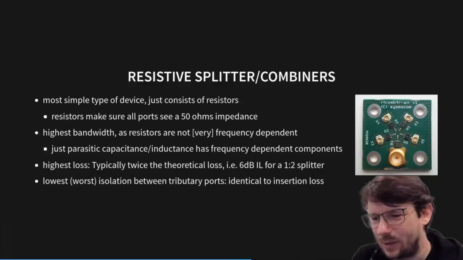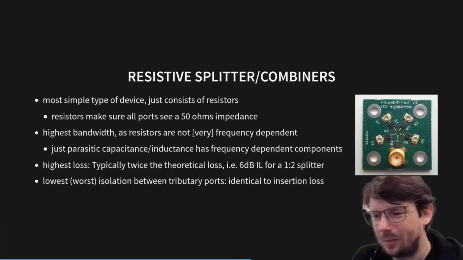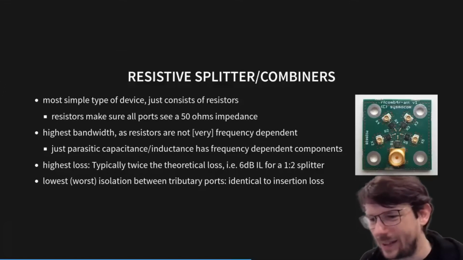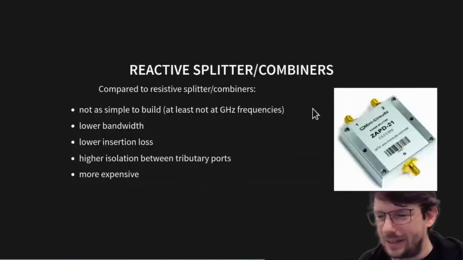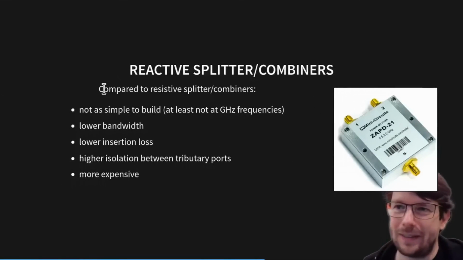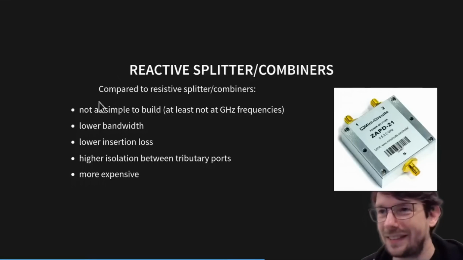It also has the worst isolation between tributary ports, because it really doesn't differentiate between tributary and sum ports. So the isolation is not better than your insertion loss, which, depending on the use case, is not very useful. But it's very cheap and very simple to build and has a high bandwidth. The alternative here is a connectorized reactive splitter. Reactive means it is built from capacitances and inductances internally.